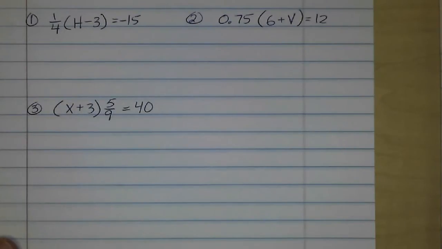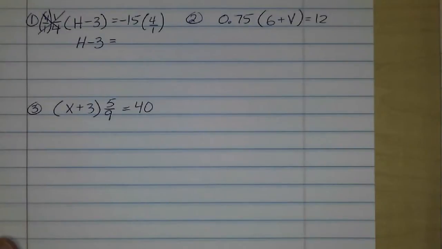Okay, so the first one, the factor outside of the parentheses is 1/4. Anytime we want to get rid of a fraction factor, we multiply both sides by the reciprocal, which is the fraction flipped. So let's go ahead and do that. Now on the left-hand side, the 4 over 1 times 1/4, they're going to cancel. And that's going to leave h minus 3 on the left.